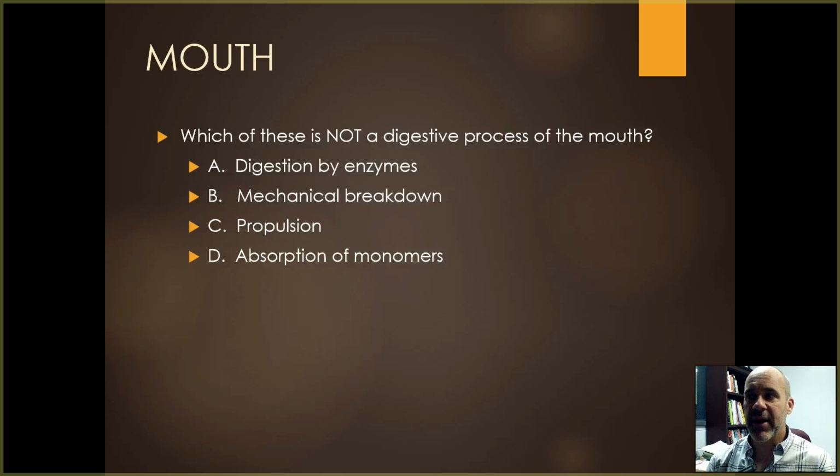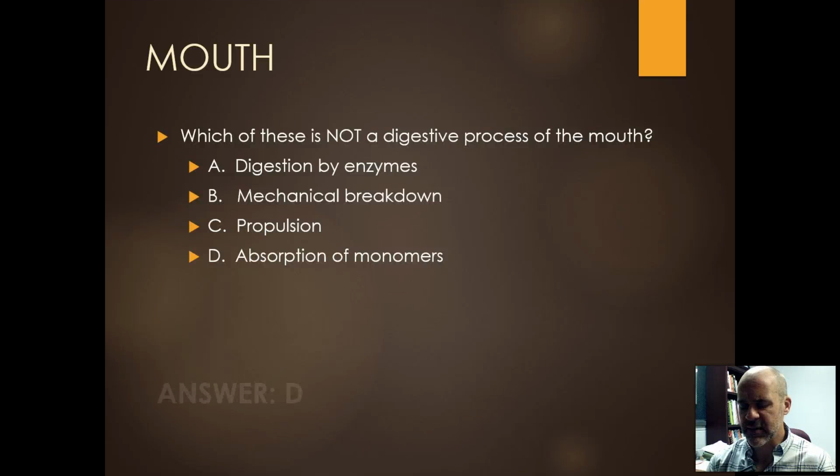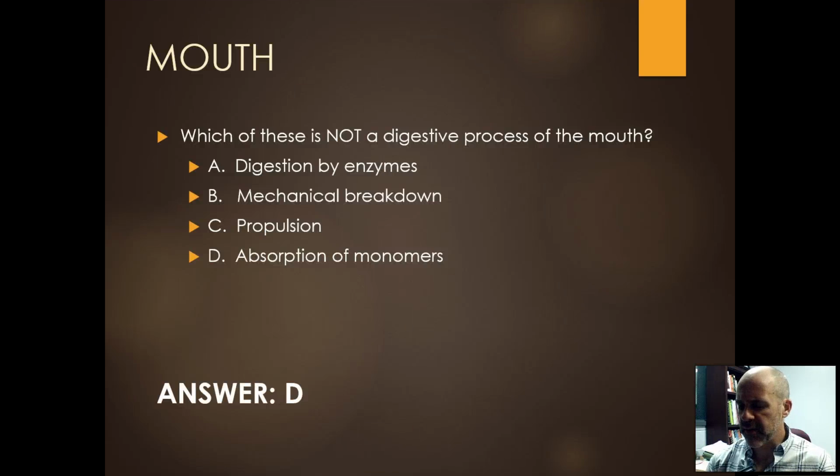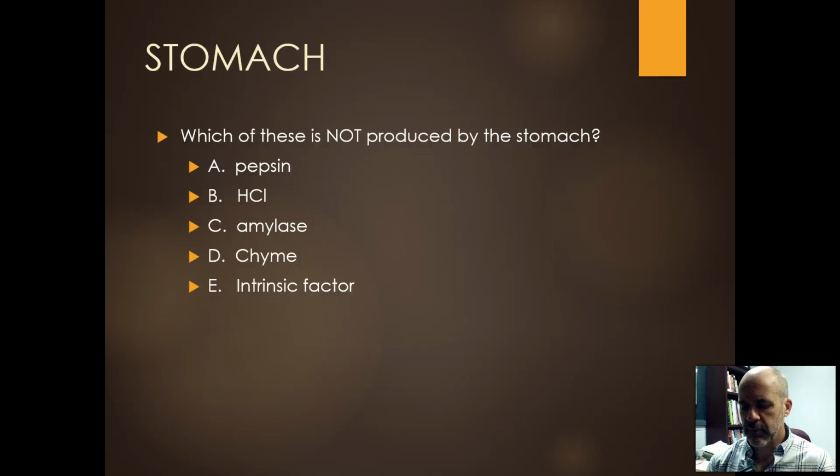And absorption of monomers. Hopefully you're picking D on this one. Absorption primarily occurs in the small intestine. That's the organ you mainly want to associate with absorption. You don't have absorption of nutrients going on in your mouth to any large scale.